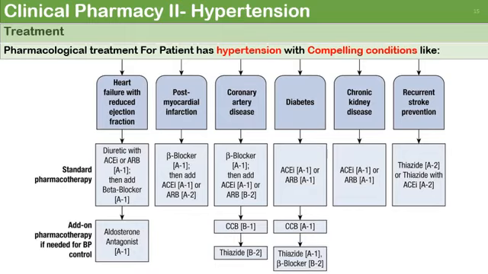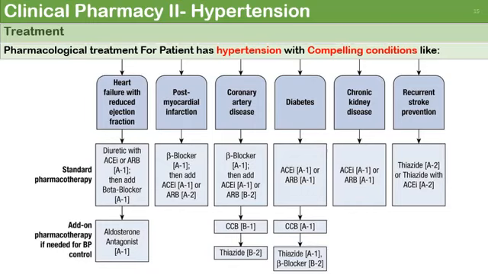Post myocardial infarction, we should start with a beta blocker to reduce mortality, and then may add an ACE inhibitor or angiotensin receptor blocker. Coronary artery disease, same as MI, we should start with a beta blocker to reduce mortality and reduce workload on the heart, and then ACE inhibitor or angiotensin II receptor blocker. Calcium channel blocker could be added. Thiazide diuretic could be added if blood pressure control is inadequate.